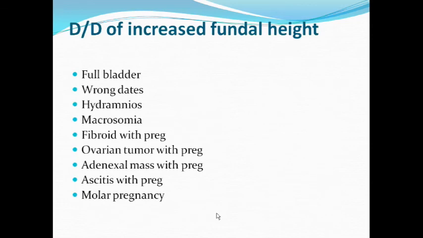Some differential diagnoses for increased fundal height: you should rule out full bladder, wrong dates, polyhydramnios, macrosomia, fibroid with pregnancy, ovarian tumor with pregnancy, adnexal mass with pregnancy, ascites with pregnancy, and molar pregnancy. So you should rule out all these causes of increased fundal height.